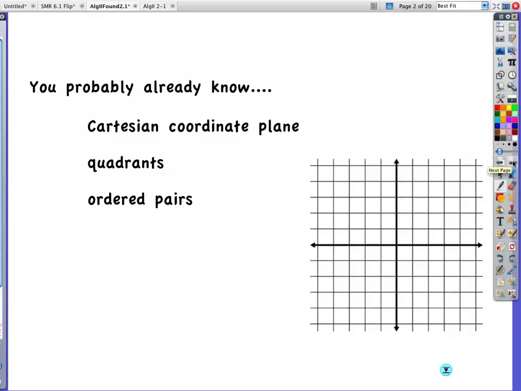Cartesian coordinate plane. This is a picture of a Cartesian coordinate plane. It's named after this guy, Rene Descartes. I'll give you a sticker if you remind me in class to tell you the quick little story, and I'll try to make it quick, about Rene Descartes and how this Cartesian coordinate plane came to be. By the way, that's where it comes from.